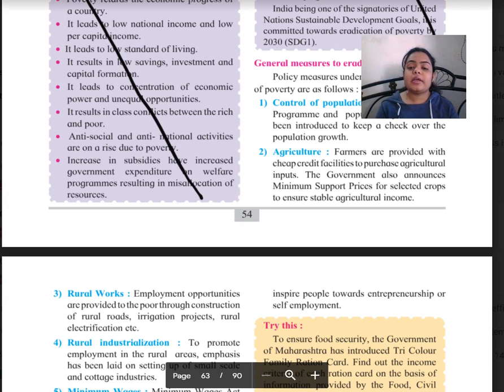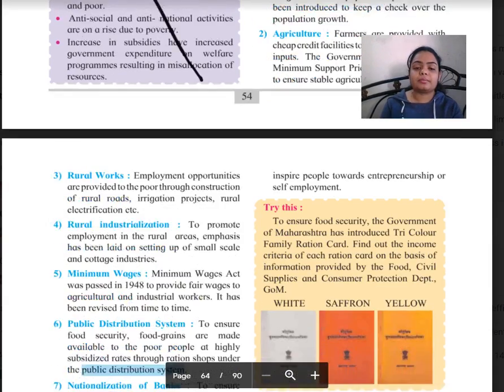So since farmers are provided with cheap credit facilities to purchase agricultural inputs, and also the government announces certain schemes for these agricultural crops, and also they ensure stable agricultural income for the farmers. If the income of the farmers is proper, and if they are getting proper income for the crops that they sell or the finished product that they produce, only then there will be chances of people getting into farming. Otherwise, the agriculture sector shall be affected.